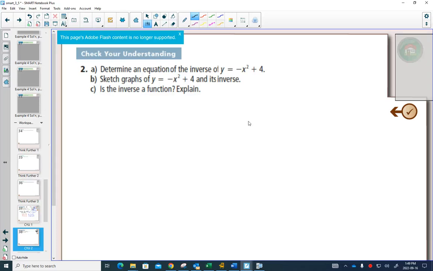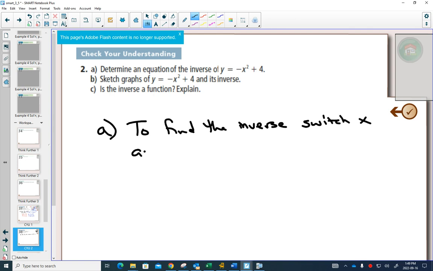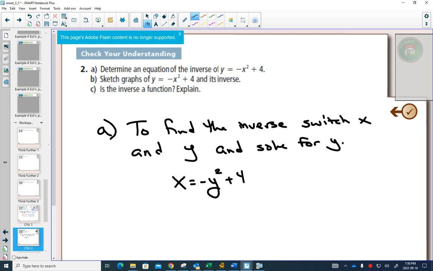So we've got an equation, y equals negative x squared plus 4. Algebraically, to find the inverse, switch x and y, and then solve for y. So if I switch x and y, I would get x equals negative y squared plus 4.